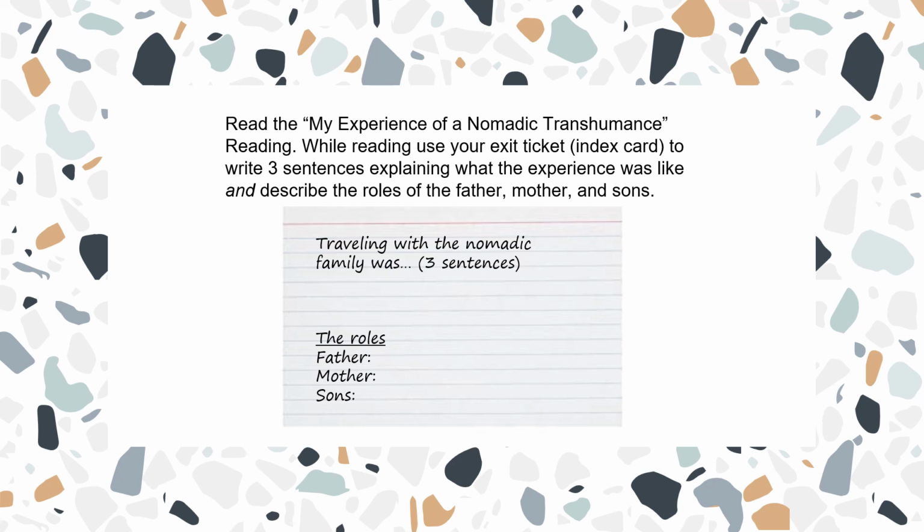While it looks long, it's mostly pictures, so it's actually really short. I want you to read My Experience of a Nomadic Transhumance reading. It's from a woman who traveled with a transhumance family for a week. While reading, I want you to use, well, you're not in class, so you don't have an exit ticket, but any blank sheet of paper to write 3 sentences explaining what the experience was like. And I also need you to describe the roles of the father, the mother, and the sons. These can be, the roles can be like bolded, that's fine, but the 3 sentences obviously need to be complete, okay? You will submit all of these on Canvas to me today.